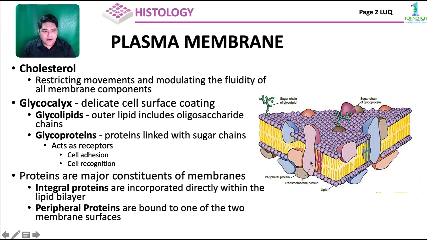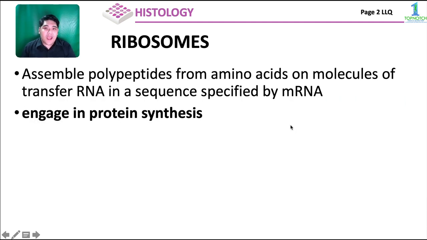bilipid layer. And then you have your peripheral proteins. These are bound, depende kung sa outer side, outer leaflet, or inner leaflet. So you have here your peripheral protein inside the cell, and then you have here your peripheral protein outside the cell. Now, next na ating organelle is your ribosomes.